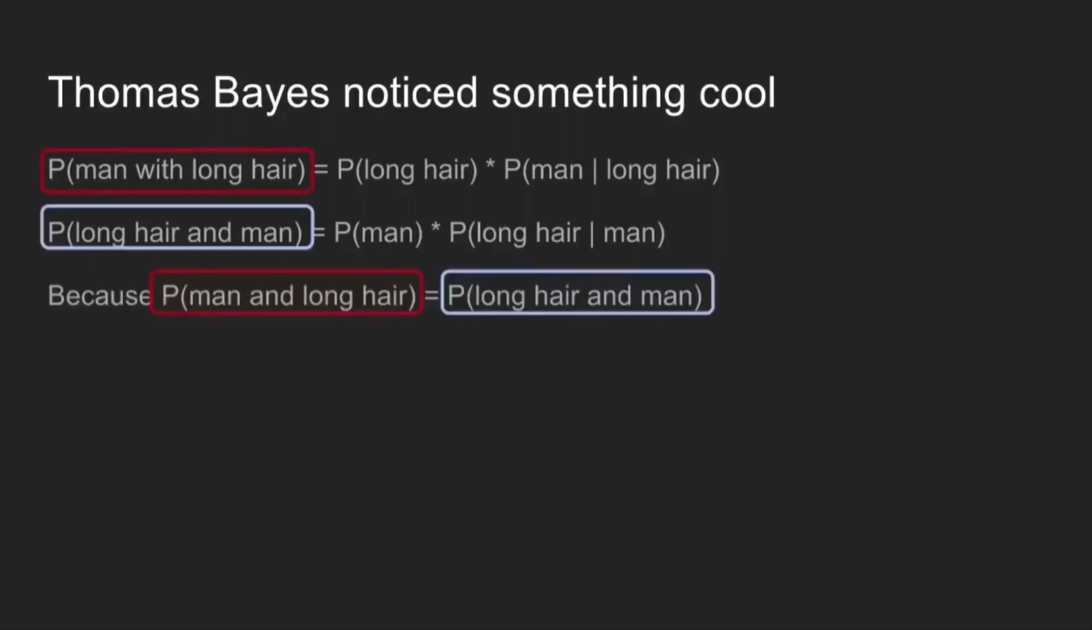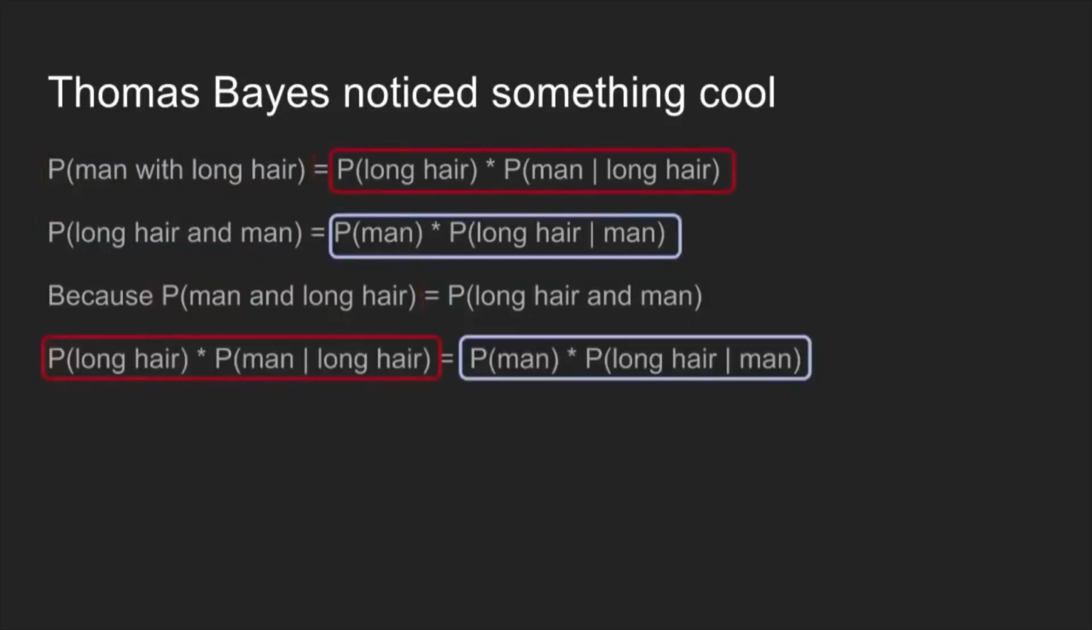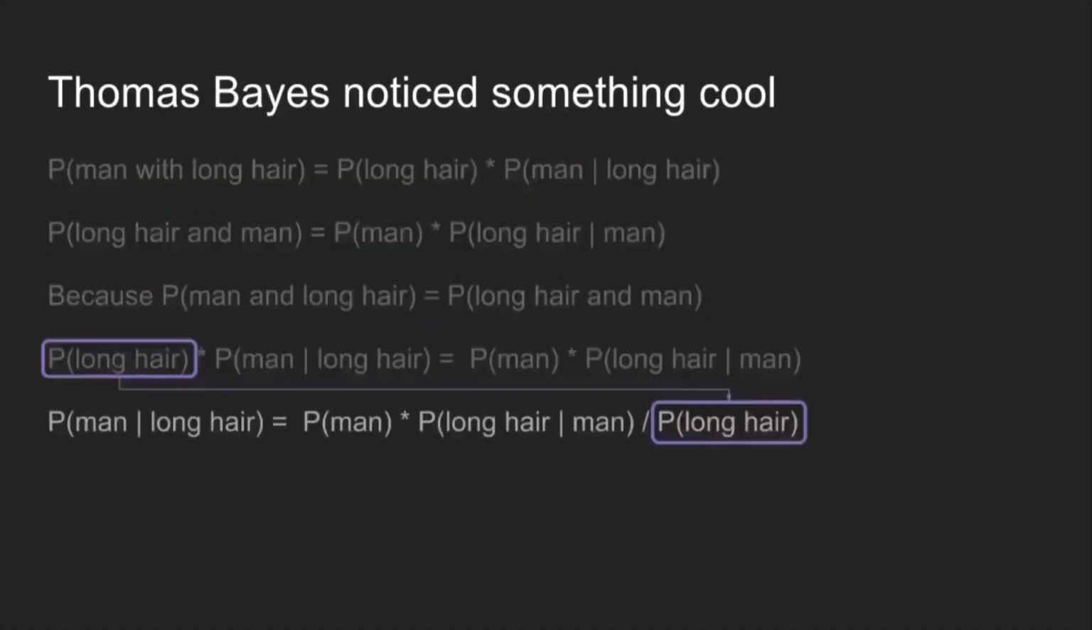He noticed something really cool. You can calculate the joint probability that someone is a man and has long hair using the formula we saw before. And you can also calculate the joint probability that someone has long hair and is a man. Now, these are different formulas, but remember, joint probabilities don't care about the order. So these two things are equal, which means the stuff that they're equal to on the other side are also equal to each other. And we can do a little algebraic sleight of hand.